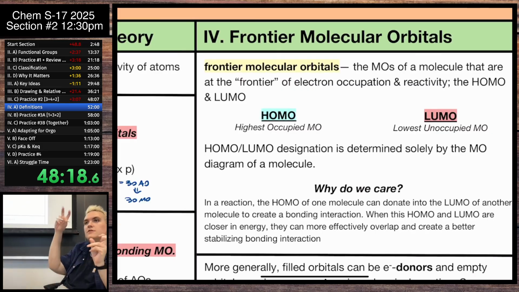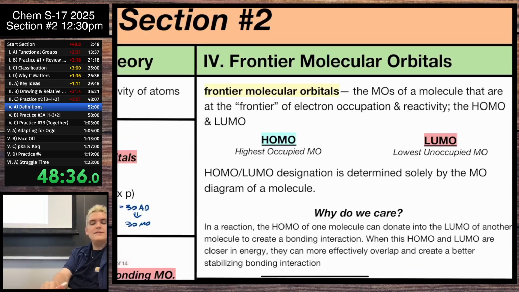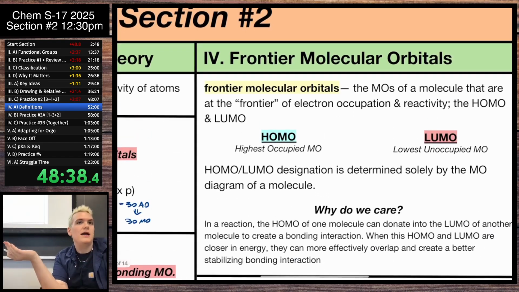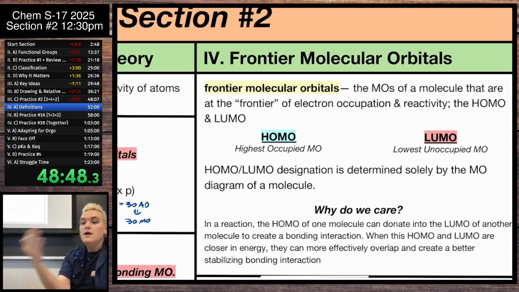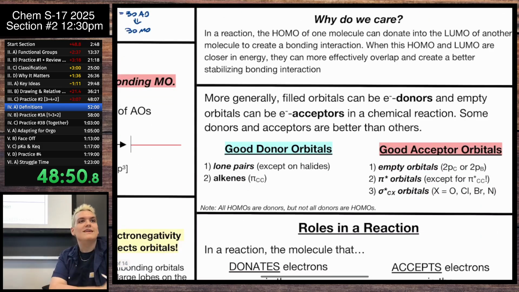Frontier molecular orbitals are the molecular orbitals that most commonly react in a reaction. They are on the frontier of reactivity for a molecule. And for that, it's going to be your highest occupied molecular orbital and your lowest unoccupied molecular orbital. So this class is going to make you really good at spotting HOMOs and LUMOs. So why do we care about them? Because we don't want to be doing full MO diagrams for every molecule that we want to figure out how it reacts, right? We want to be able to see a molecule and just be like, that's probably the HOMO, or that's probably the LUMO. So we need to get a short list of what are some good donors and what are some good acceptors.